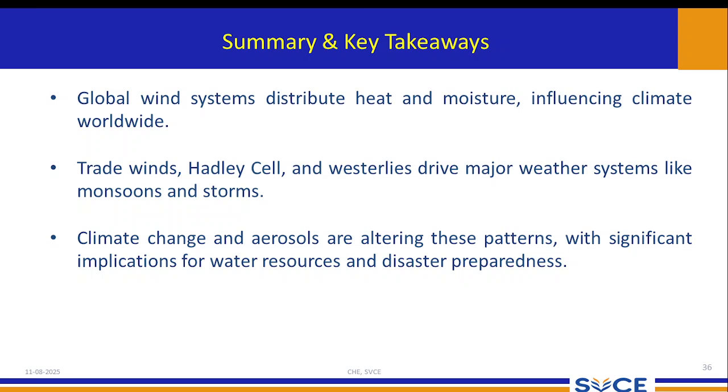So what I would like to conclude in today's lecture is that global wind systems distribute heat and moisture. Underline that: global wind systems distribute heat and moisture, influencing the climate worldwide. Trade winds, Hadley cell, and westerlies drive major weather systems like monsoons and storms. Because of these three things, the monsoon and storms are driven. And climate change and aerosols are altering these patterns, with significant implications for water resources and disaster preparedness.